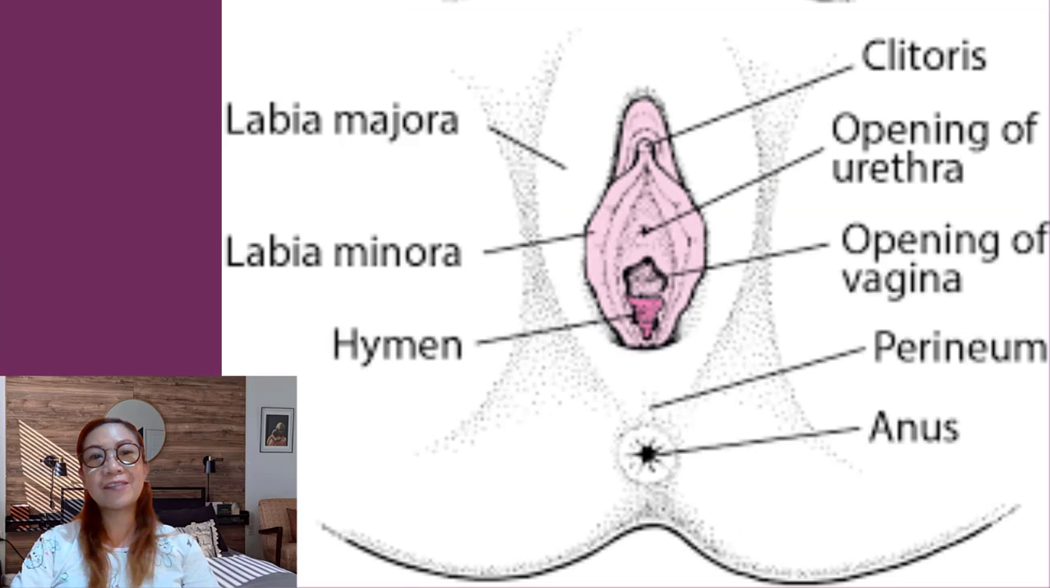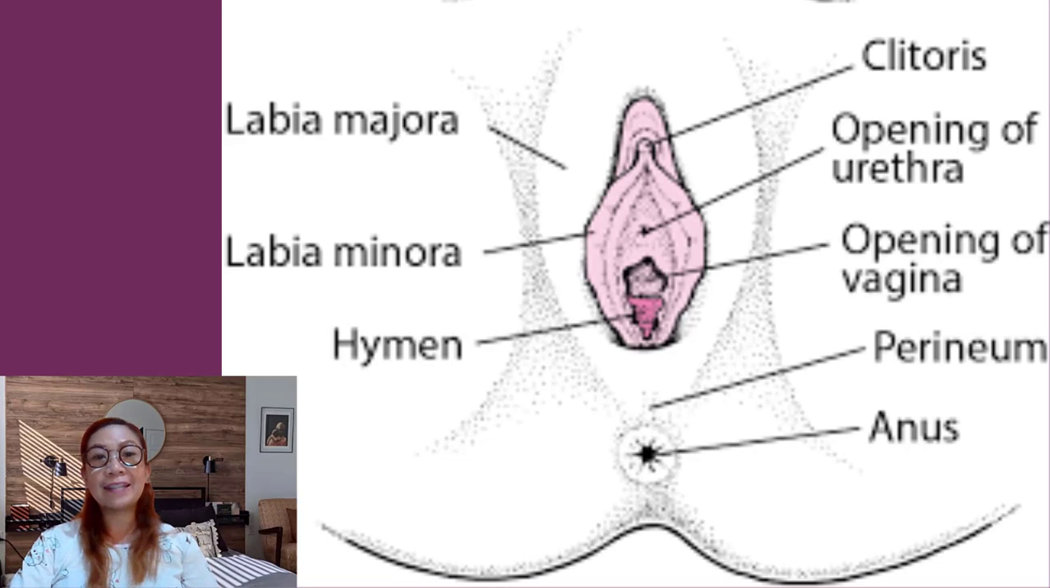So the first structure is the mons veneris. The mons veneris is a pad of fat tissue over the symphysis pubis, and it has a covering of coarse, curly pubic hair. It also protects the pubic bone from trauma.